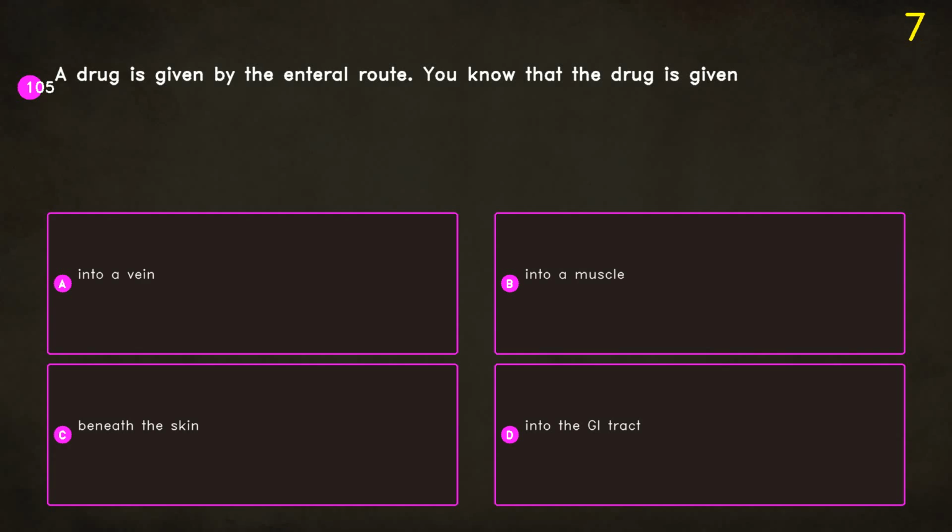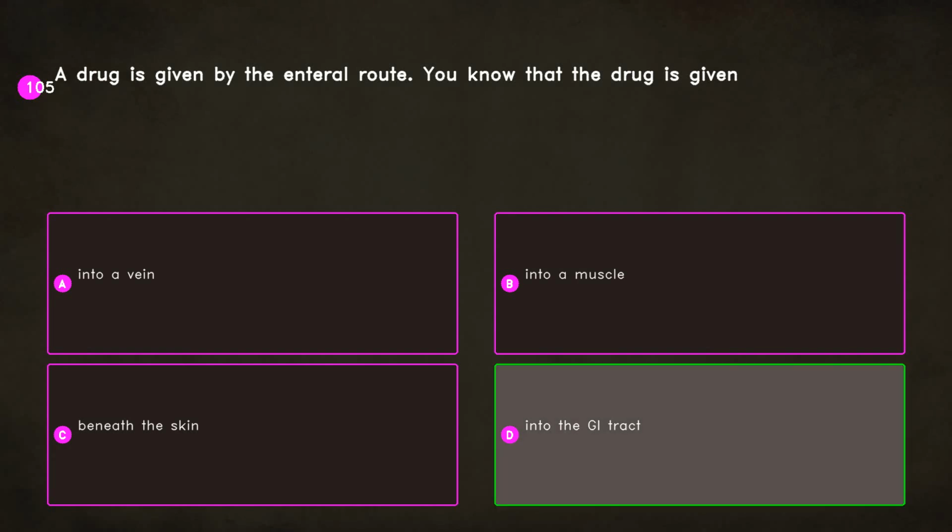Question 105. A drug is given by the enteral route. You know that the drug is given A. into a vein, B. into a muscle, C. beneath the skin, D. into the GI tract. The correct answer is into the GI tract.